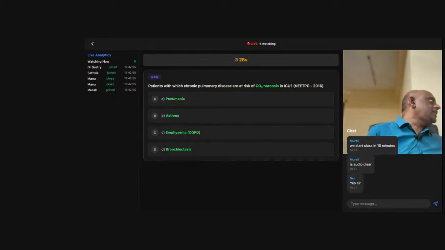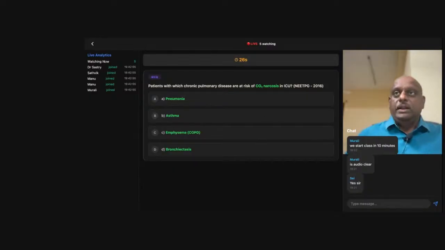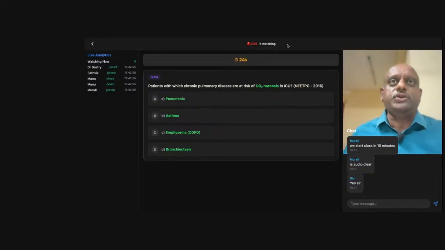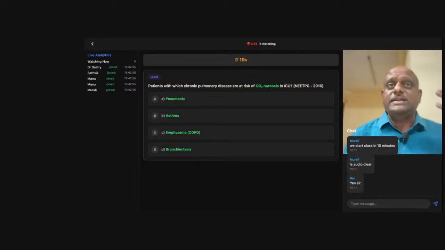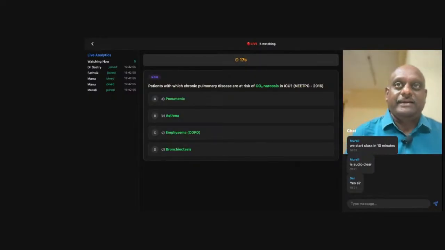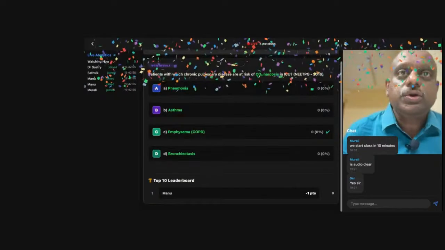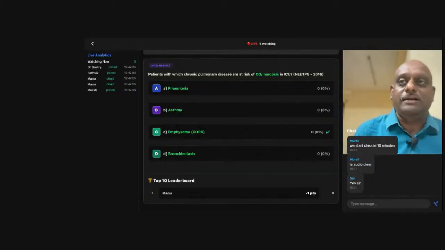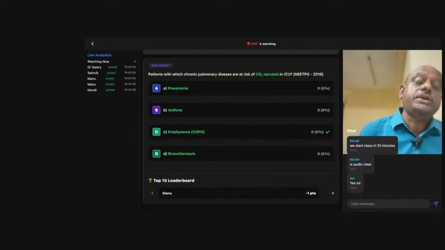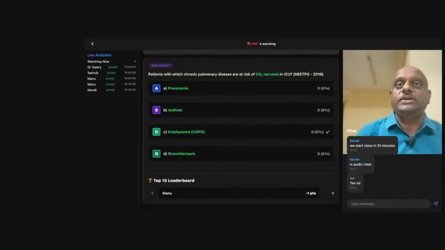Then NEET PG 2016 question. Whenever there is any chronic pulmonary disease, CO2 narcosis in ICU, right? So what is the underlying cause, doctor, which leads to CO2 narcosis? Yes. So we need to know that it is the emphysema which leads to CO2 narcosis in the ICU.